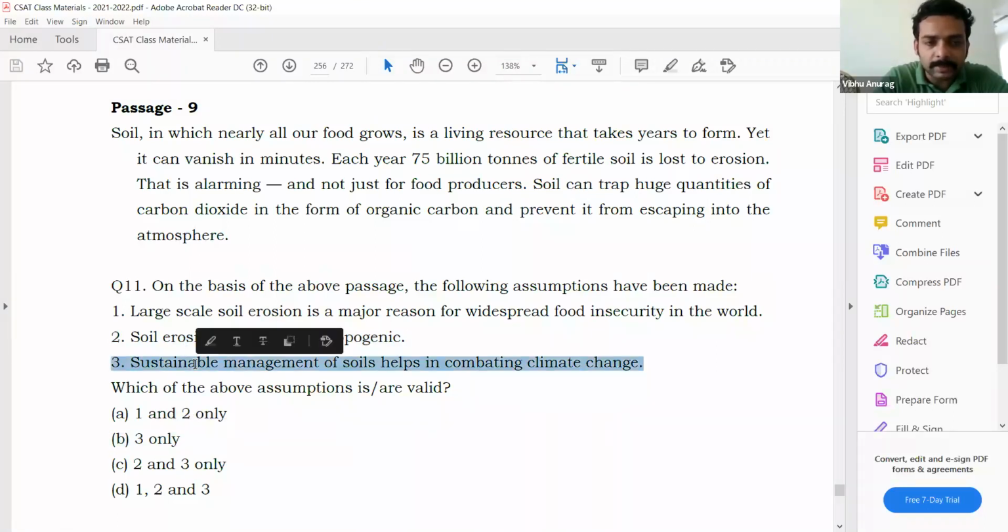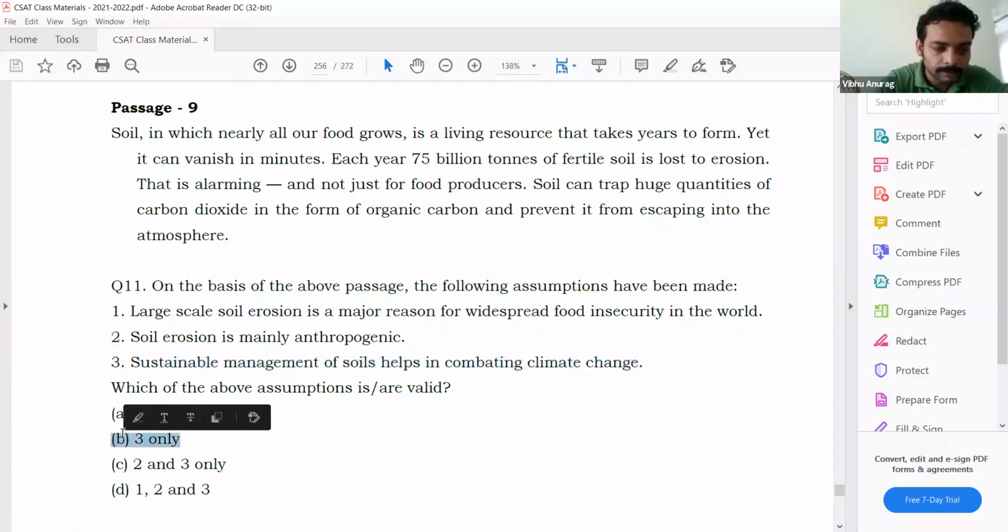Third one says sustainable management of soils helps in combating climate change. So yes, because soil traps carbon dioxide. So if soil erosion can be controlled, it will lead to better management of climate change. So the answer to question 11 is B, 3 only. Okay. Did you get that? 3 only.